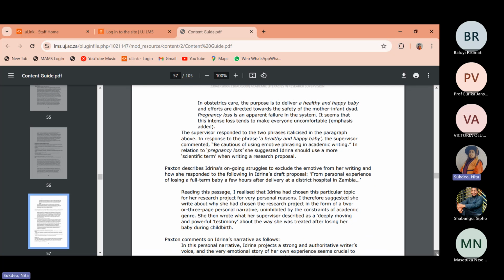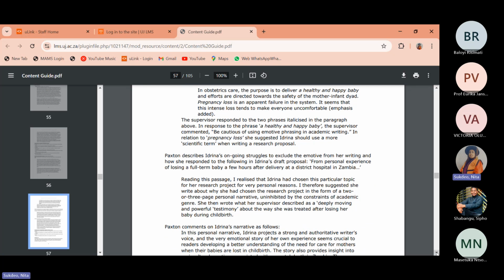Okay, so using the term healthy and happy meant that she was putting emotions into the academic writing, and this is where we say it needs to be a bit more scientific and technical. Also, for the term pregnancy loss, there's a more scientific term that can be used as opposed to the original word that she used. Remember, she's writing from the heart. She's writing from experience. So she didn't put it in any specific scientific or technical manner.